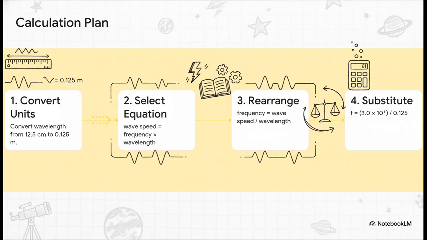So here's our game plan. Step 1, convert the wavelength. 12.5 centimeters becomes 0.125 meters. Easy enough. Step 2, we grab the right tool for the job, the wave speed equation. Step 3, we just need to rearrange it a bit to solve for frequency. And finally, step 4, we plug our numbers in and see what we get. It's a really clear, logical path.